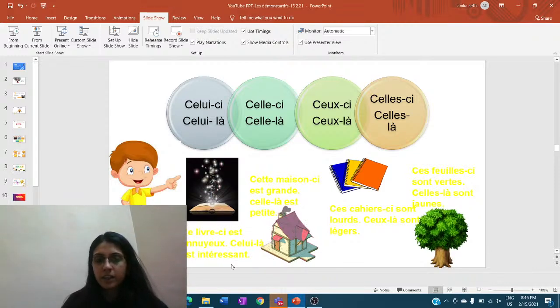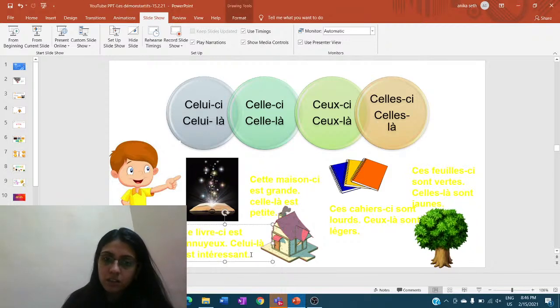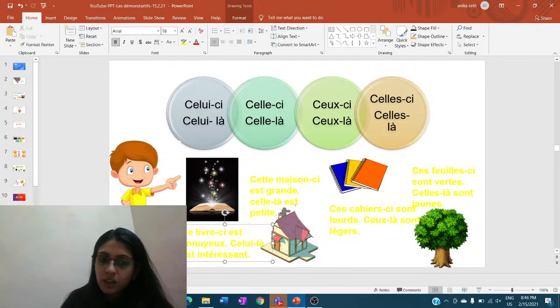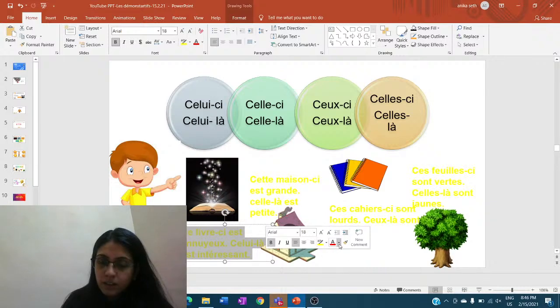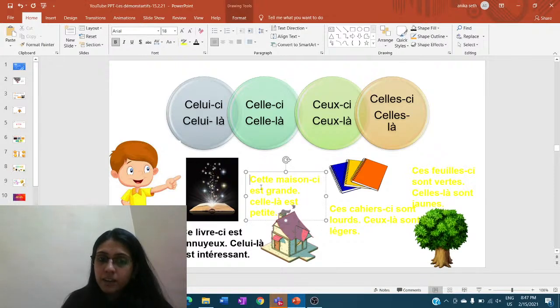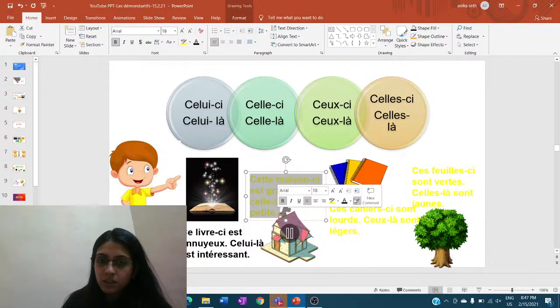Celui-là est intéressant. Ce livre est ennuyeux. Celui-là est intéressant. Ce livre-ci, this book here is boring. The one there is interesting. So, this book here, ce livre-ci, there are two books in the sentence and we are saying this book here is boring. The one there is interesting.